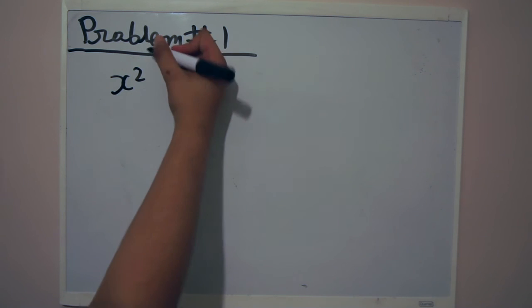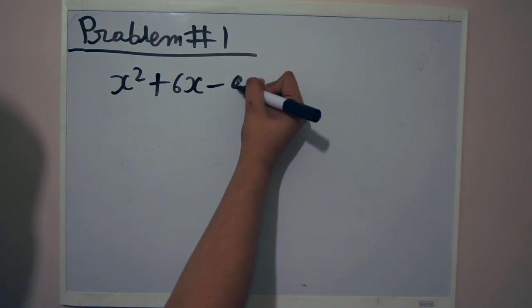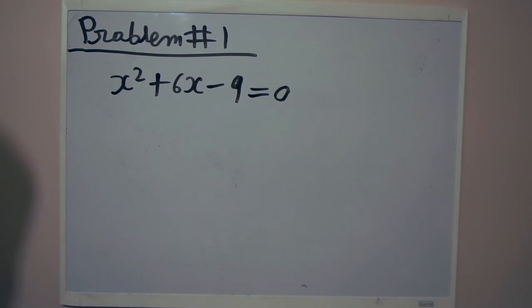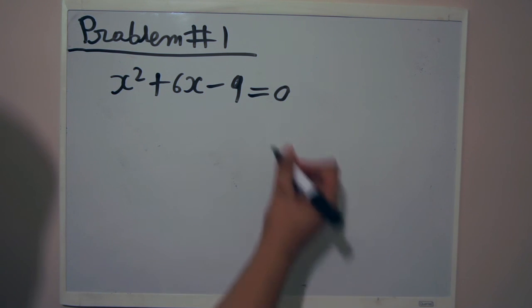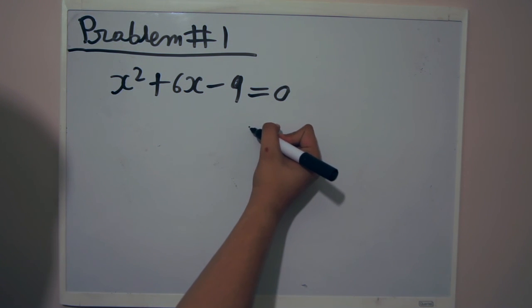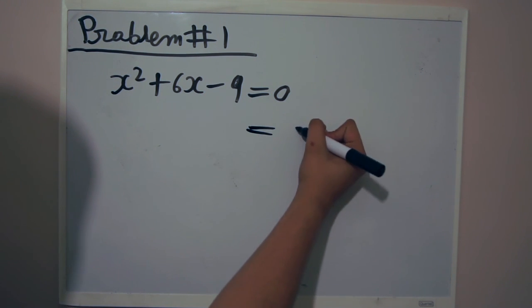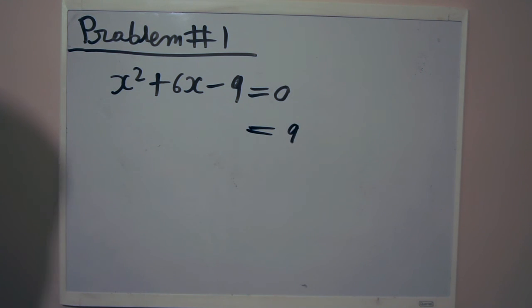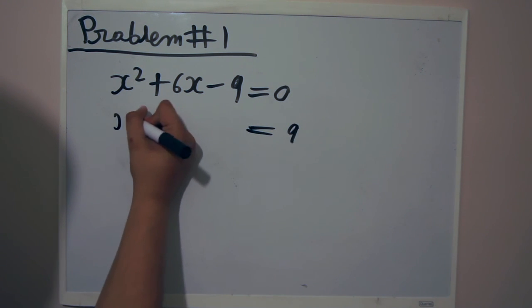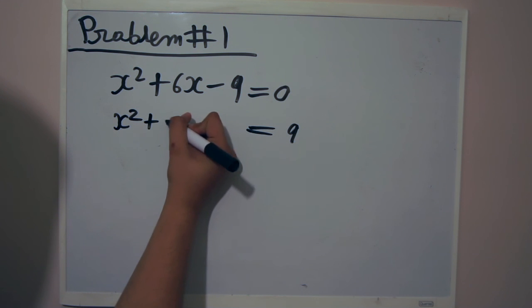We're going to start with a simple problem that is x squared plus 6x minus 9 is equal to 0. The first step we take is to move the c term, or in this case minus 9, to the other side by adding 9 to both sides. So we'll get x squared plus 6x is equal to 9. I've left a space for a reason, as you'll see in the next step.